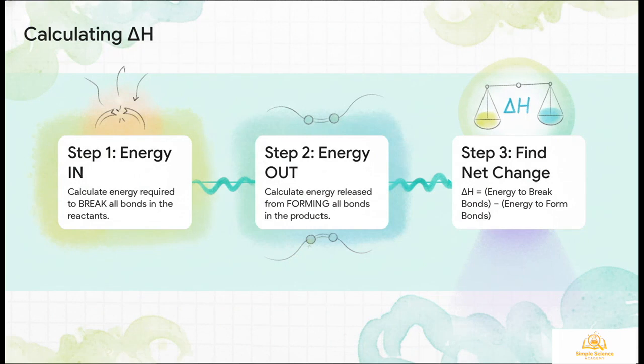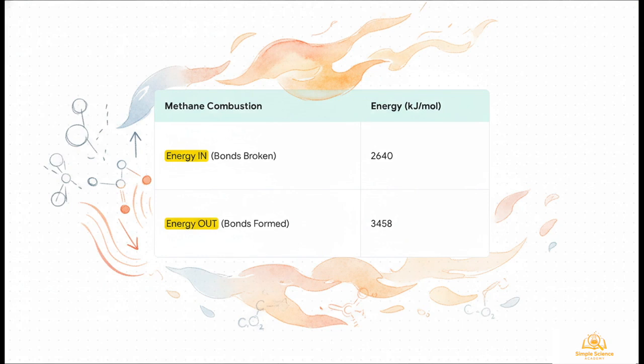So that overall enthalpy change, or delta H, is just the net profit or loss from that whole transaction. You figure out the total energy it costs to break all the bonds, then you subtract the total energy you get back from forming all the new ones. The result tells you if you came out ahead or behind. Let's look at a real-world example, burning methane, which is the main stuff in natural gas. You can see here, it costs 2,640 kilojoules of energy to break all the bonds in the methane and oxygen molecules. But, and this is the good part, when the new bonds form in carbon dioxide and water, you get a massive payout of 3,458 kilojoules back.